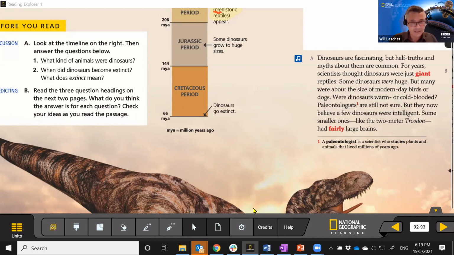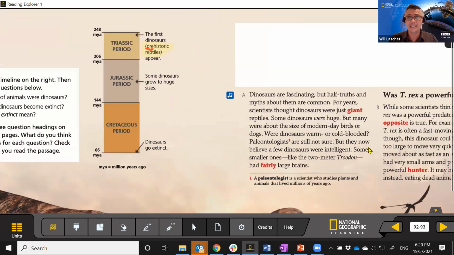Were there any dinosaurs that could fly? 85% of you said yes. And are all dinosaurs extinct? 78% of you said yes. Okay, so there we go. So for all of these questions, we've got a strong yes for all three. Okay, so we're going to check our predictions.